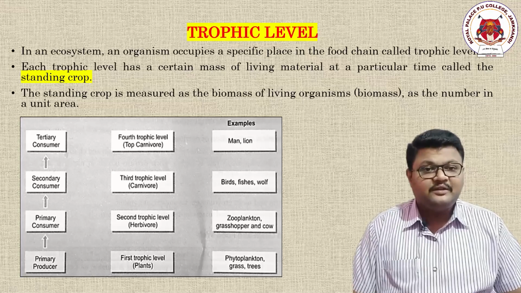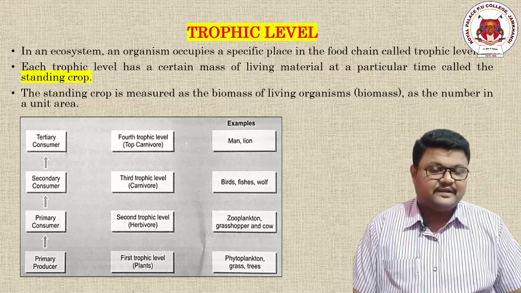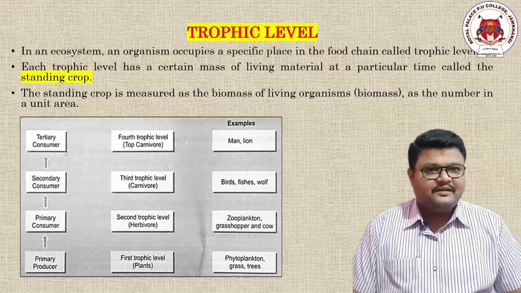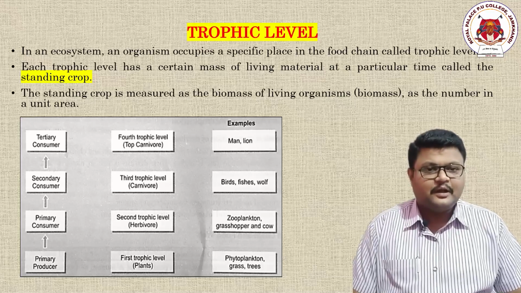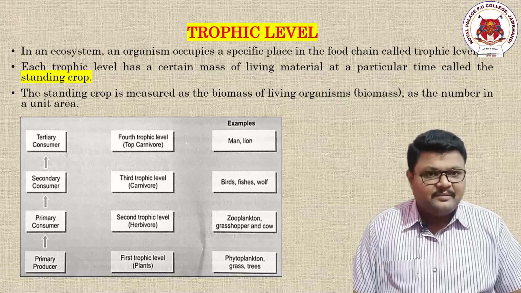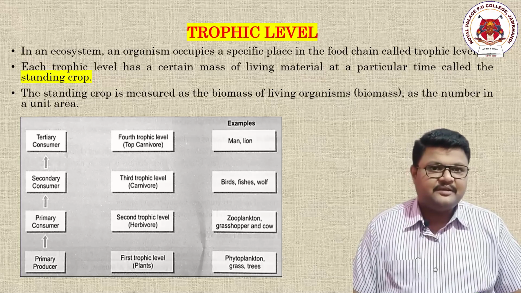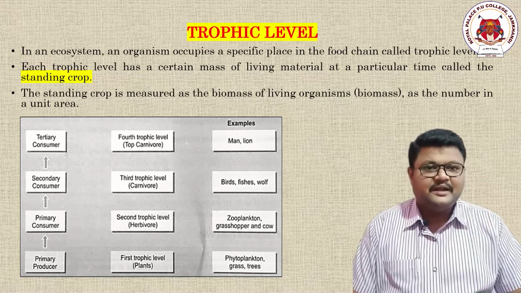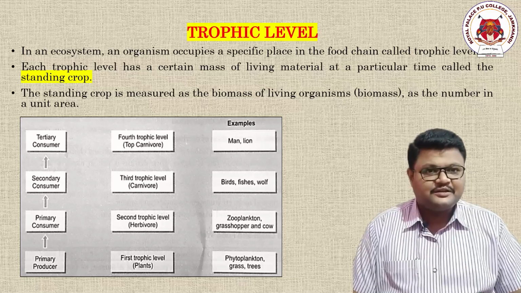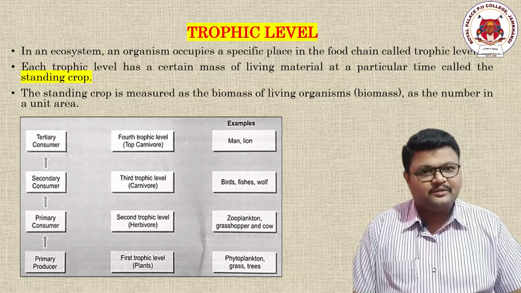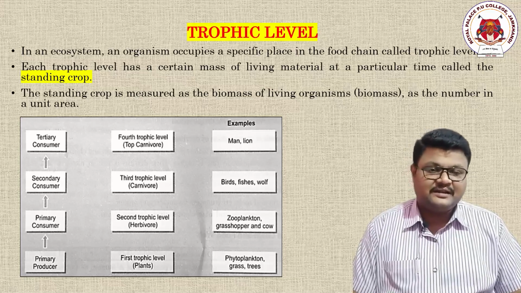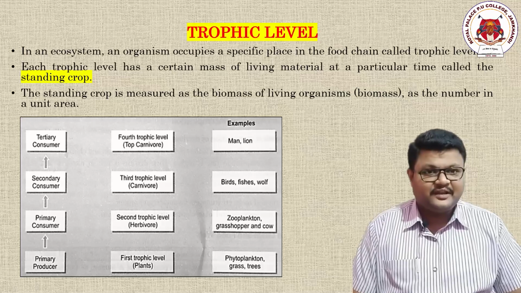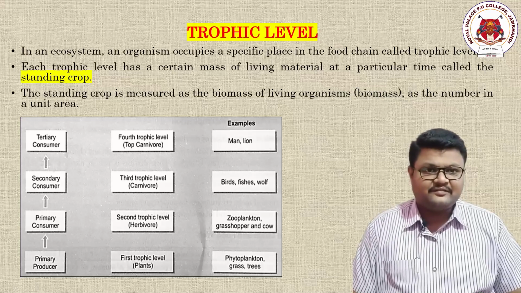So what do you mean by the trophic level? In the ecosystem, each and every organism of this planet Earth holds a position. It may be a producer position, it may be a primary consumer position, a secondary consumer position, or a tertiary consumer position. That particular fixed position is called the trophic level. In some cases it may overlap, which we'll discuss in future.